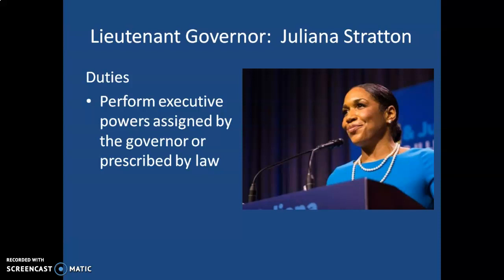She is the person, however, should the governor's position become vacant, either through the death of the governor, the resignation of the governor, whatever, she would then fill in the role of governor. If the governor's office becomes vacant, the lieutenant governor will become the acting governor at that point.